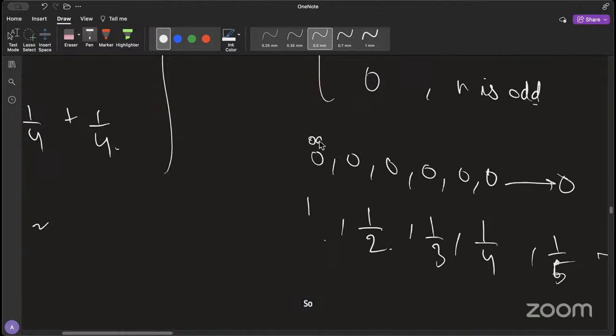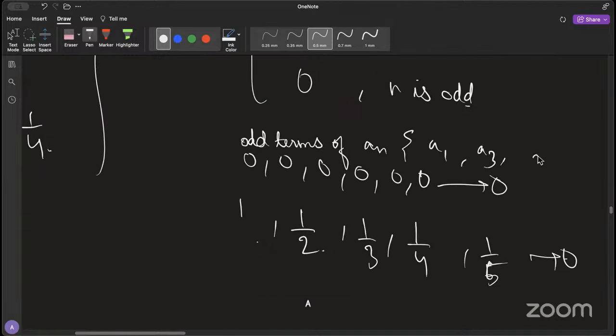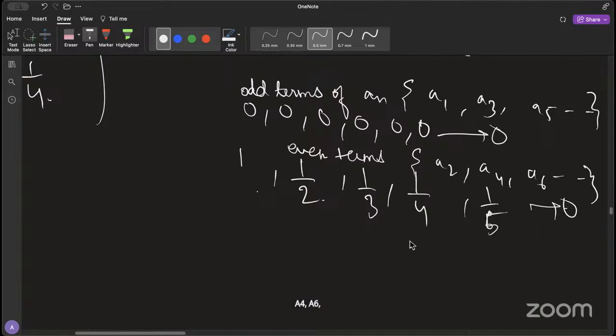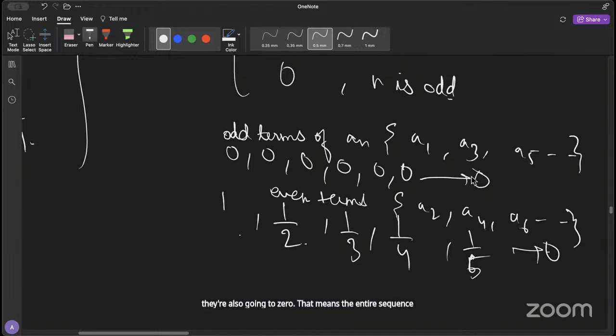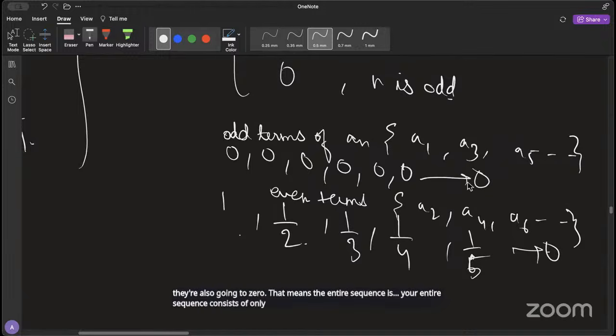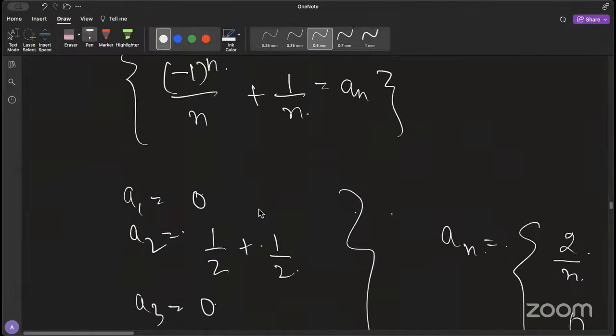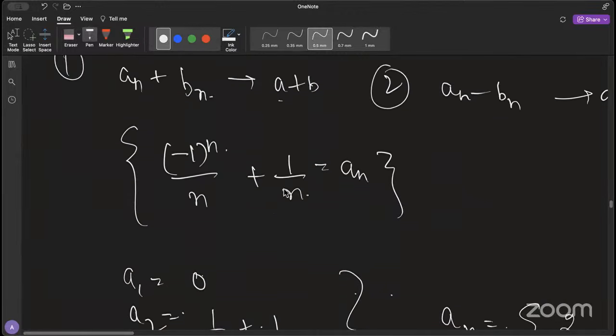So these are odd terms of An. That means these are A1, A3, A5, and all of these terms. And these are even terms. Your even terms are A2, A4, A6. They're also going to 0. That means your entire sequence consists of only odd and even terms, and all of them are going to 0, right? That means your sequence is going to 0, right?